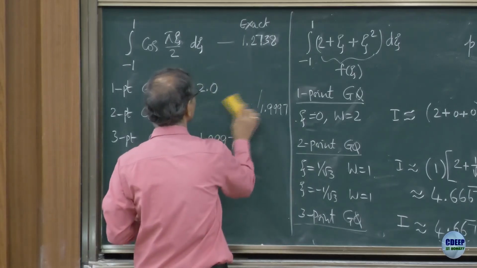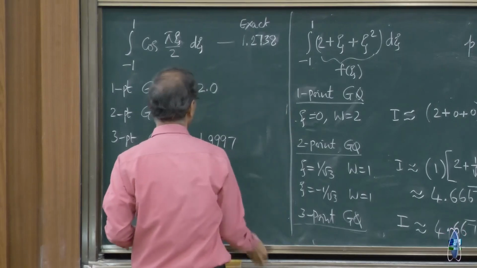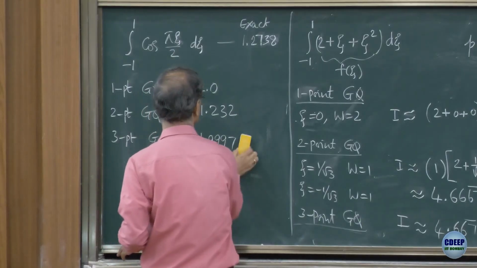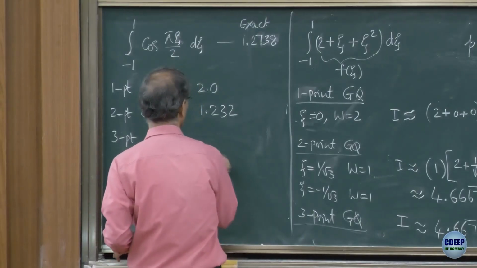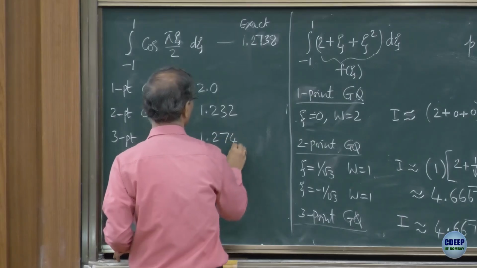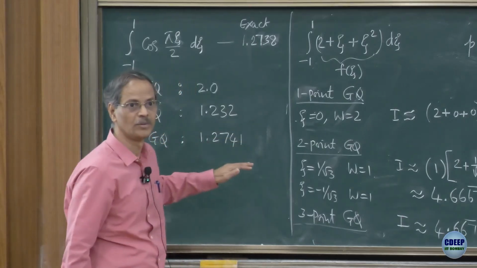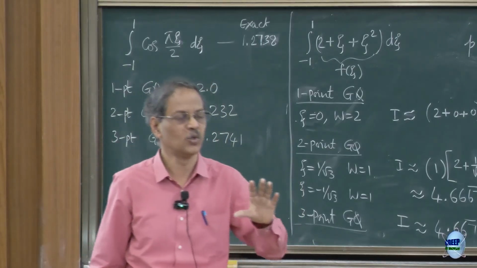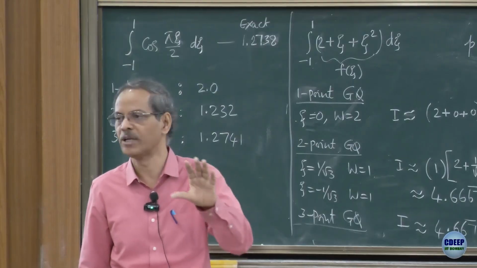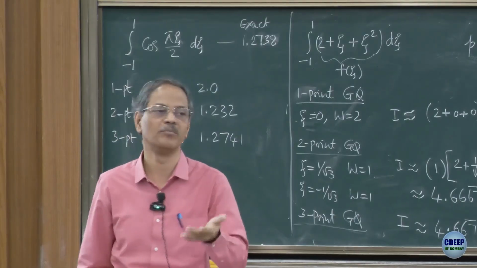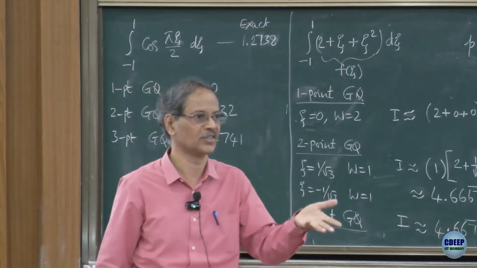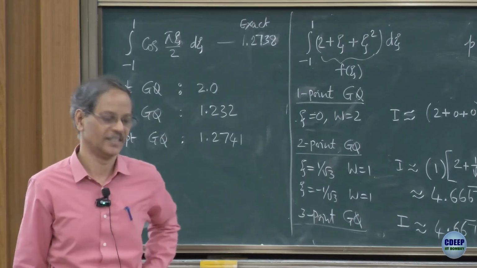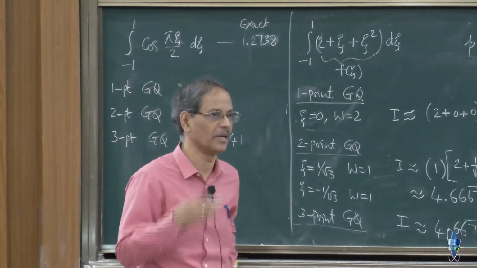2-point thing. 1.232. Then 1.27. So you would see that as you increase the number of points, you are approximating it better and better. But the cosine function, being a trigonometric function, would not be exactly a polynomial. So you wouldn't get exactly the integral value, but you are approximating it better and better.